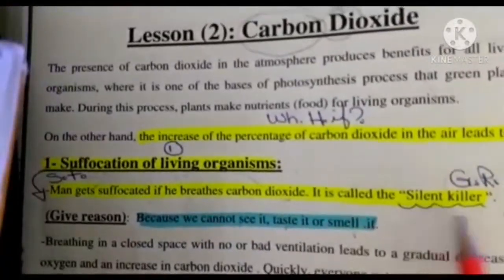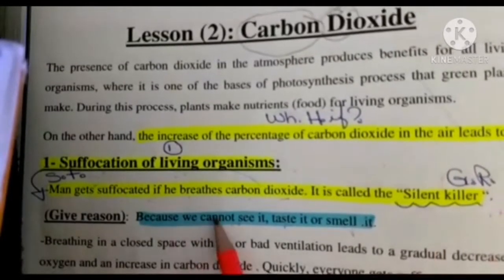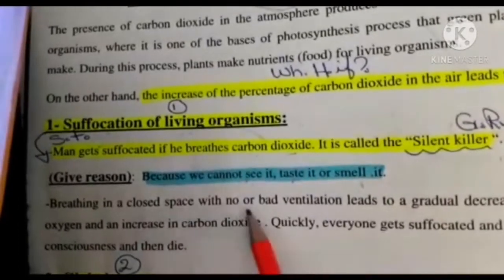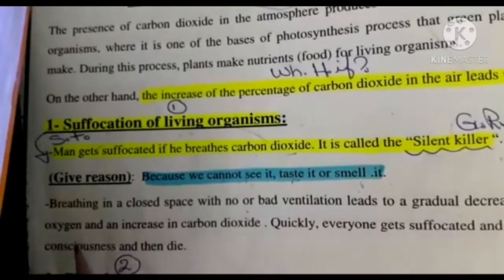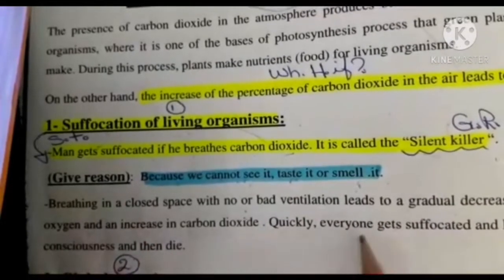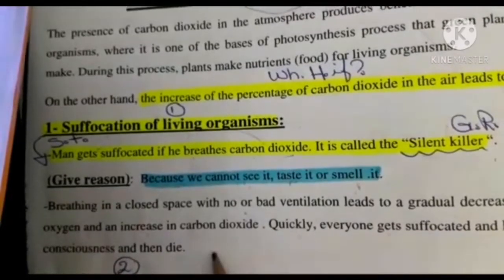It is called silent killer. Okay, this is the reason, because we cannot see it, taste it, or smell it. Breathing in closed places with no or bad ventilation leads to a gradual decrease in the oxygen and increase in carbon dioxide. Quickly, everyone gets suffocated and loses consciousness and then dies.